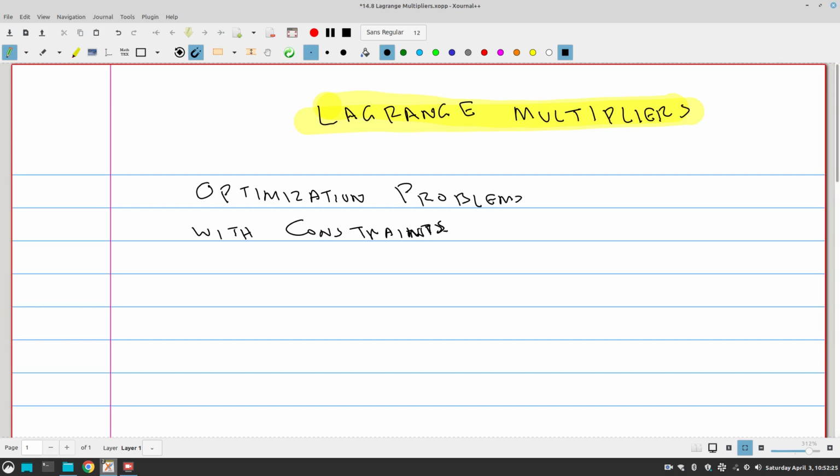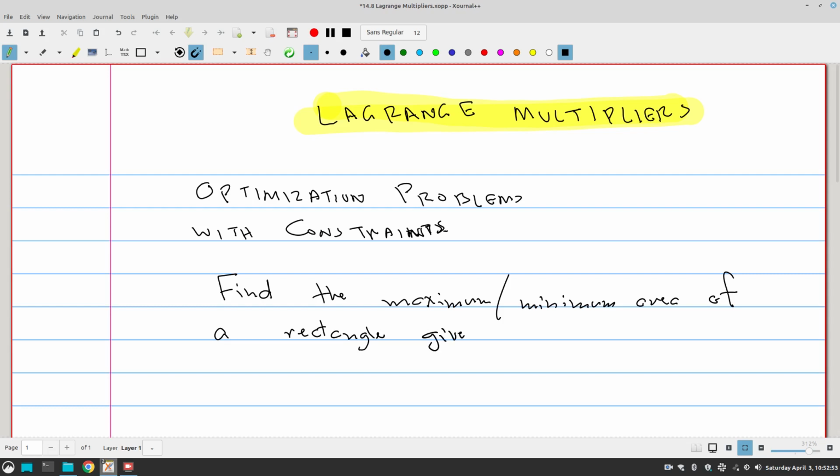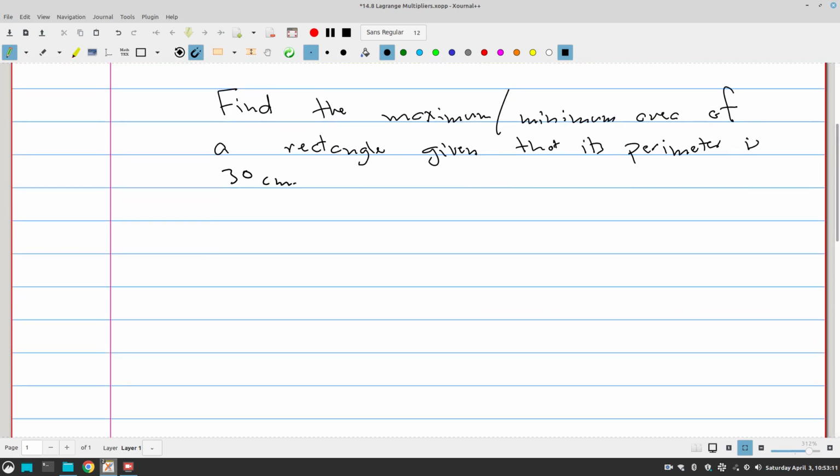In single variable calculus, you use problems of the form, for example, find the maximum area or minimum area of a, let's say, rectangle, given that its perimeter is 30 centimeters, right?